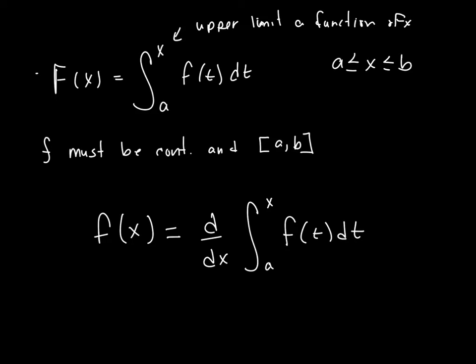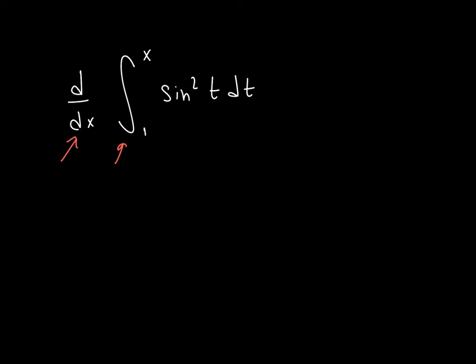So let's go ahead and look at an example with this. Let's say I have d/dx of the integral going from 1 to x of sine squared of t dt. So according to this second fundamental theorem, what is this saying? Don't overthink it too much. It just means the derivative with respect to x of the antiderivative, which is doing the reverse of each other. So that just equals sine squared of x.